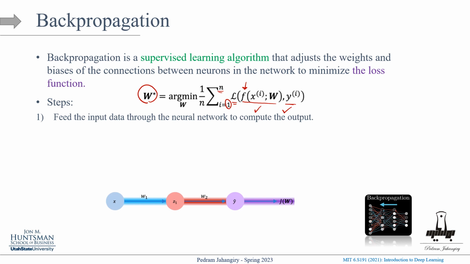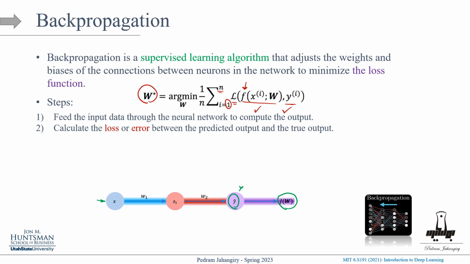Step number 1, we need to feed the input data through the neural network to compute the output. This is what we call the feed forward part. You have an input x, you throw some observations through the network from input layer to output layer, and you come up with some predictions. So this is your prediction. Now, the data is labeled, so you have y and you have y hat, and you can go ahead and construct your loss function. So this is step 1.